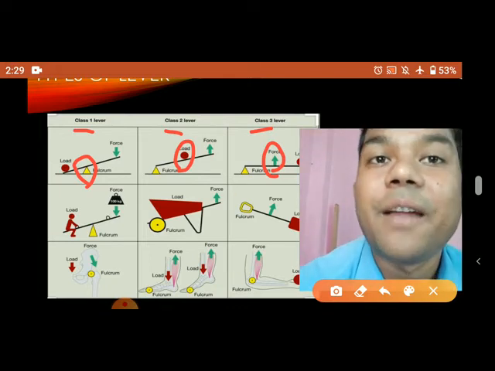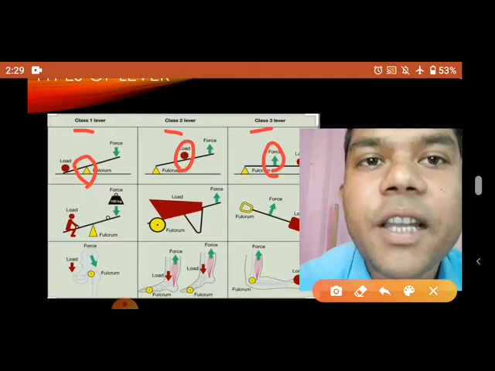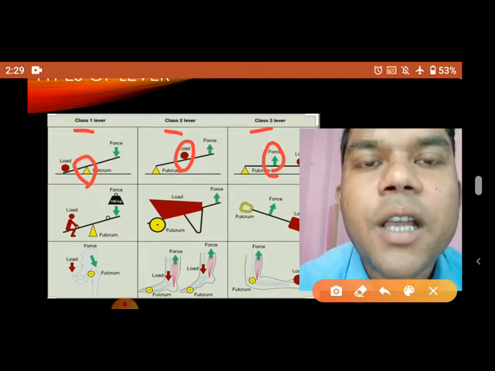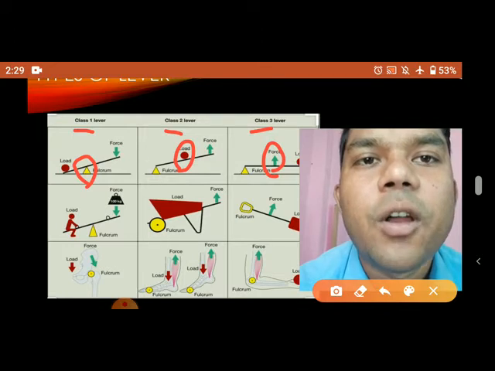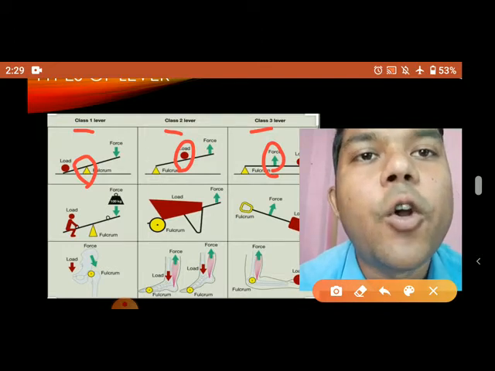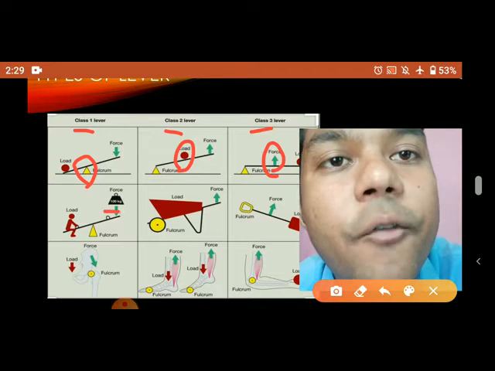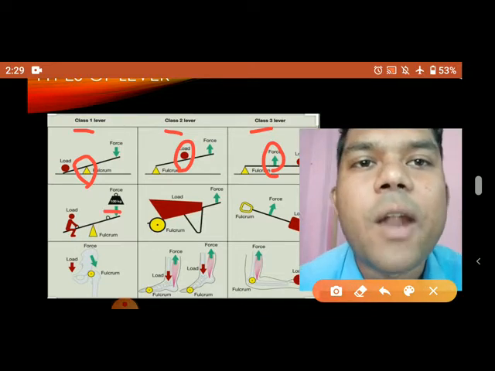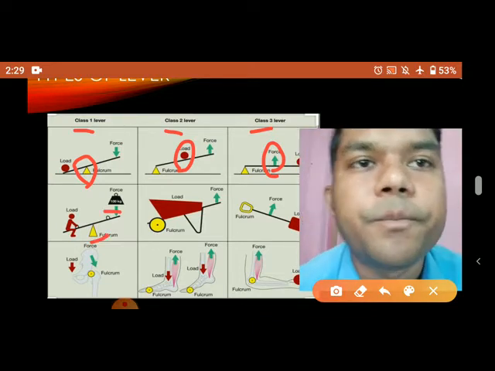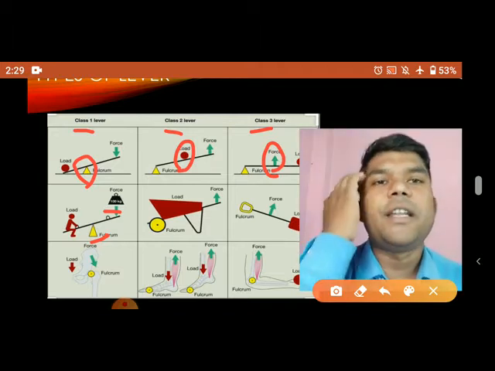You can see some examples in the diagram also. First, a man is playing on a seesaw and he is pulling a load of 100 kg. What happens? The fulcrum is in between.